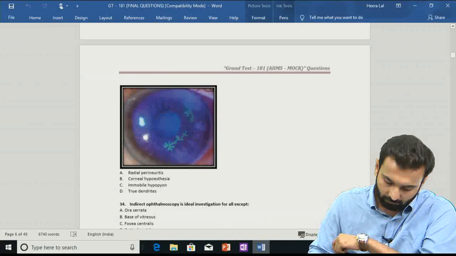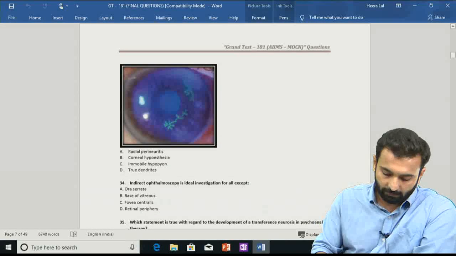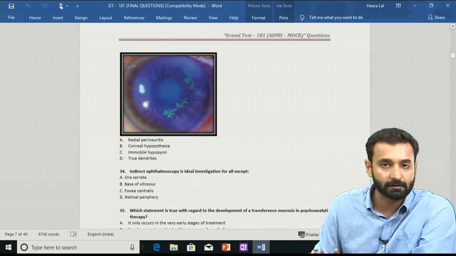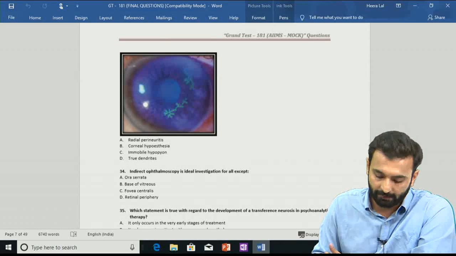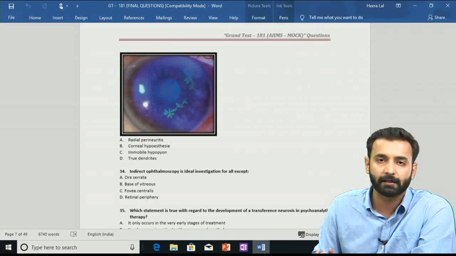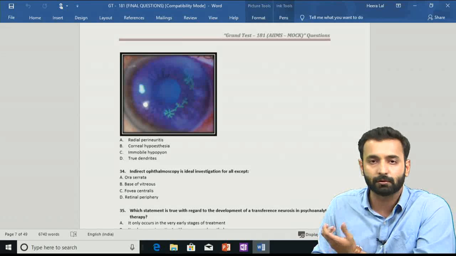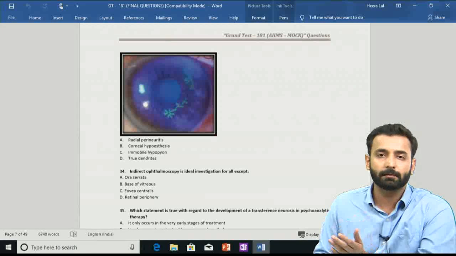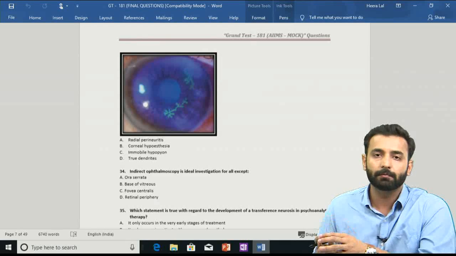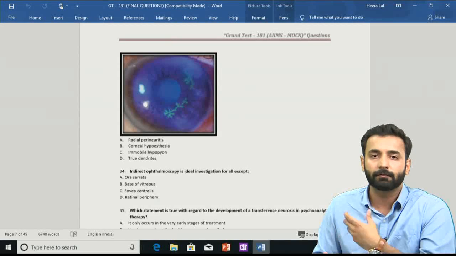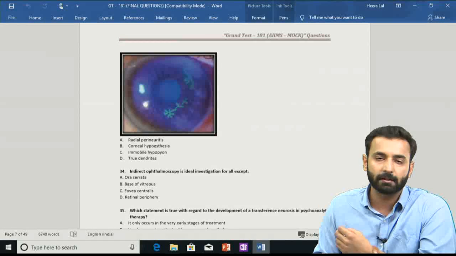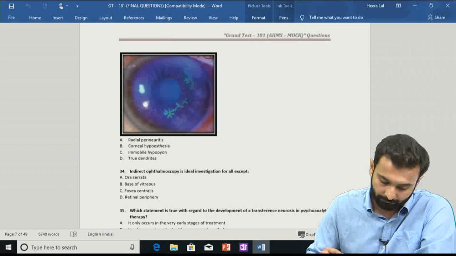So the C option they have given is immobile hypopyon, which is seen in fungal keratitis, right? True dendrites are seen in herpes simplex virus keratitis, whereas pseudodendrites is also a condition. Pseudodendrites are lesions, the dendrites, which do not have terminal knobs or buds. They are seen in herpes zoster ophthalmicus and acanthamoeba keratitis.